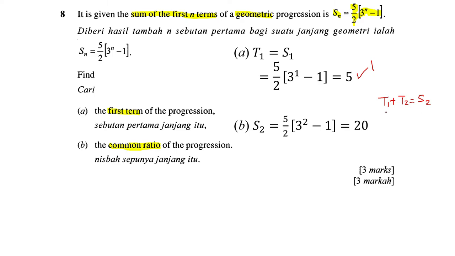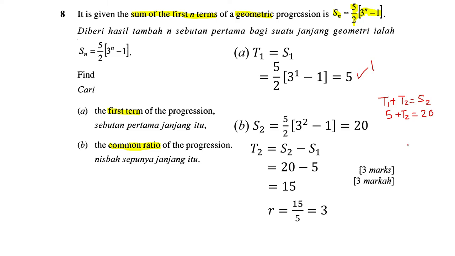So T1 is 5. T2 we want to find. S2 we know. So to find T2, we use 20 minus 5. With that we get our T2, 15. Next, T2 over T1. Yes, so we use 15 divided by 5. Then we get the common ratio. So the second mark is given once you show T2 over T1. The third mark is for your final answer for r.